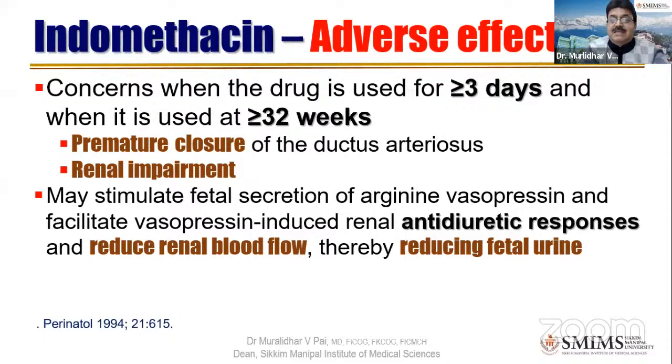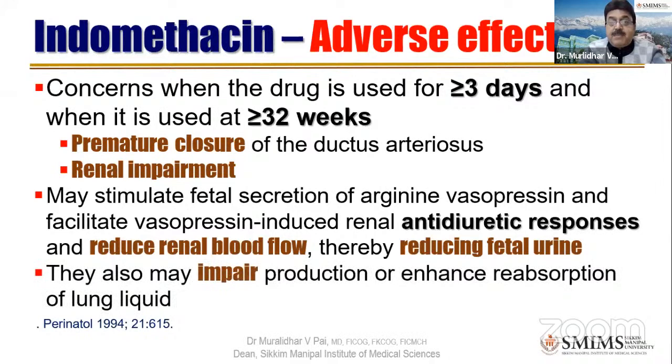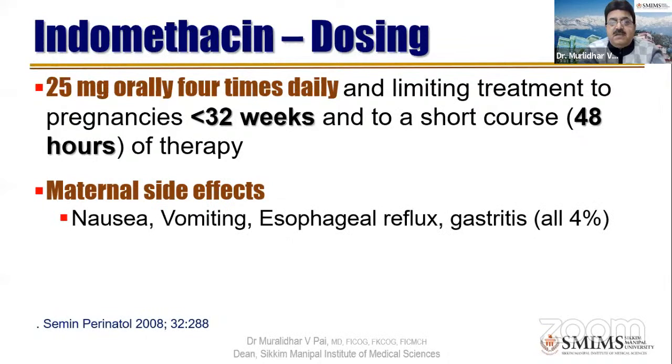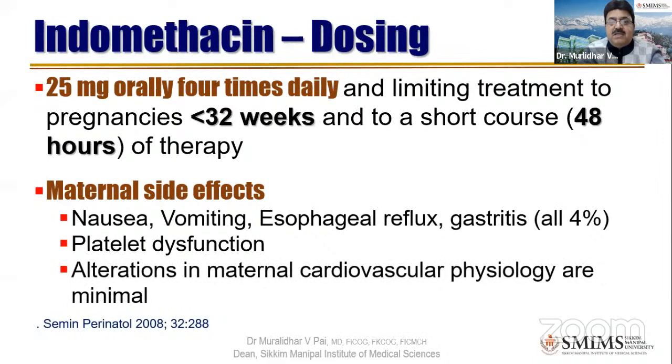And it will further damage the renal blood flow, reduce the blood flow, and reduce fetal urine. They also may impair production of or enhance the absorption of lung liquid. So it cannot be used for more than 48 hours. The dosing is 25 milligrams orally 4 times daily, limiting treatment to pregnancies less than 32 weeks and for a short course of 48 hours only. Maternal side effects: nausea, vomiting, esophageal reflux, gastritis, platelet dysfunction. Alterations in the maternal cardiovascular physiology are minimal. That's exactly why this is a preferred drug.